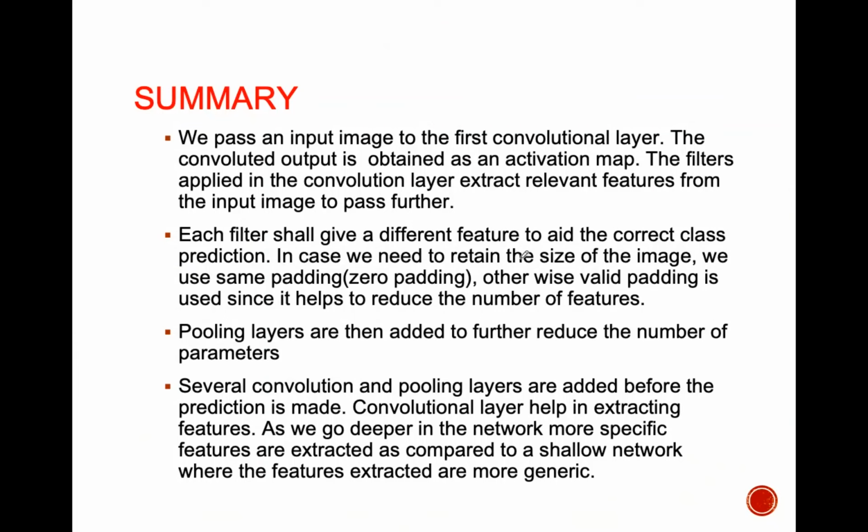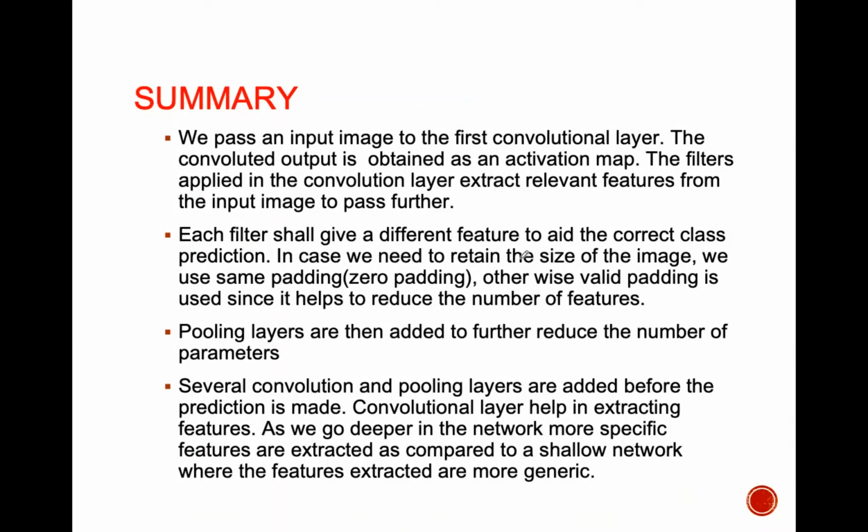We pass an input image to the first convolution layer. The convolved output is represented as an activation map. The filters applied in the convolution layer extract relevant features from the input image to pass further. Each filter gives a different feature to aid the correct class prediction. In case we need to retain the size of the image, we use same padding. Otherwise, valid padding is used since it helps to reduce the number of features.